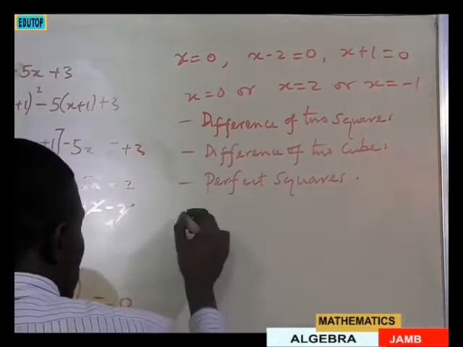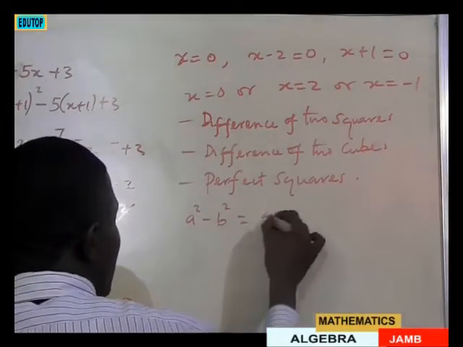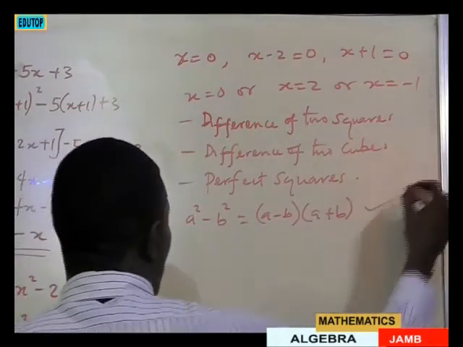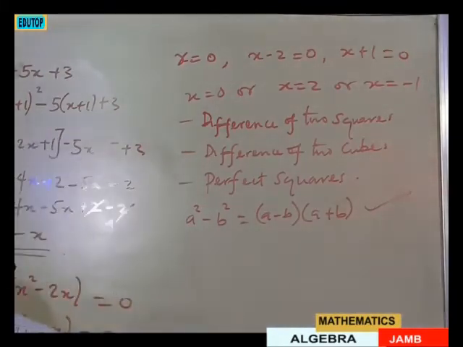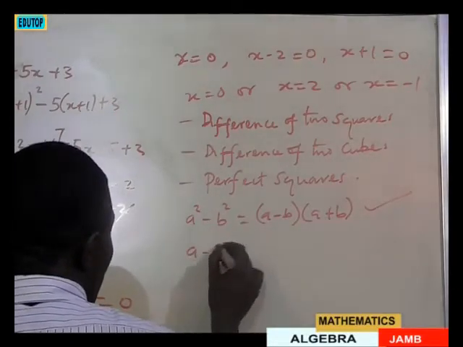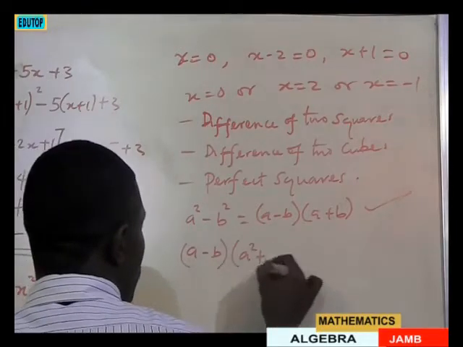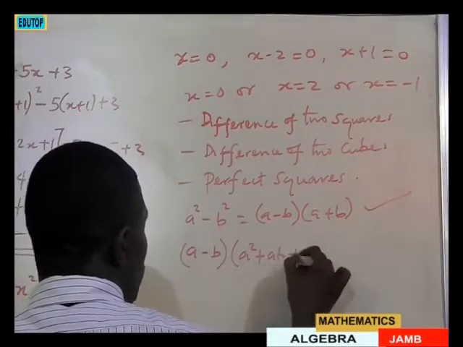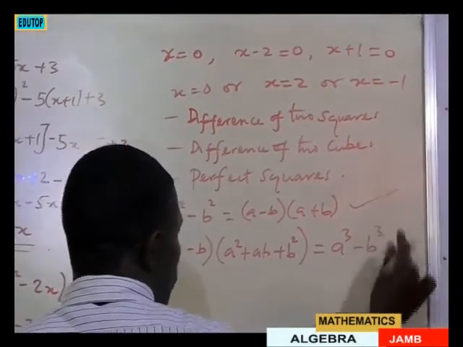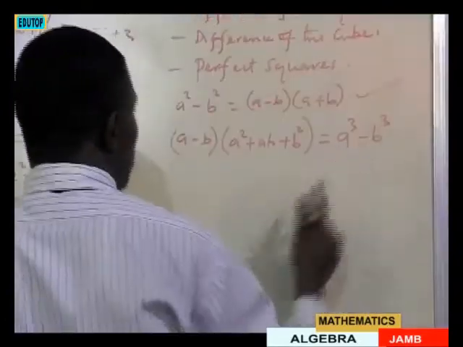Difference of two squares says that when you have a squared minus b squared, it's the same thing as saying a minus b into a plus b. So this is all about difference of two squares. Difference of two cubes. When you have a minus b into a squared plus ab plus b squared, it is the same thing as saying a cubed minus b cubed. That's why they call it difference of two cubes. You can see this is a cube, difference, minus.